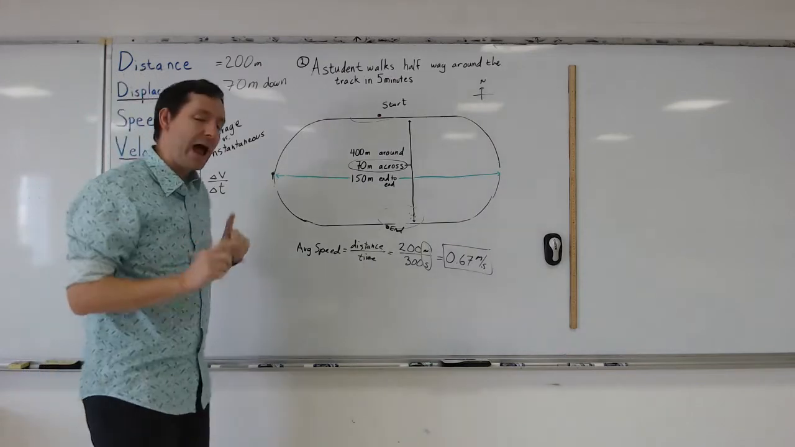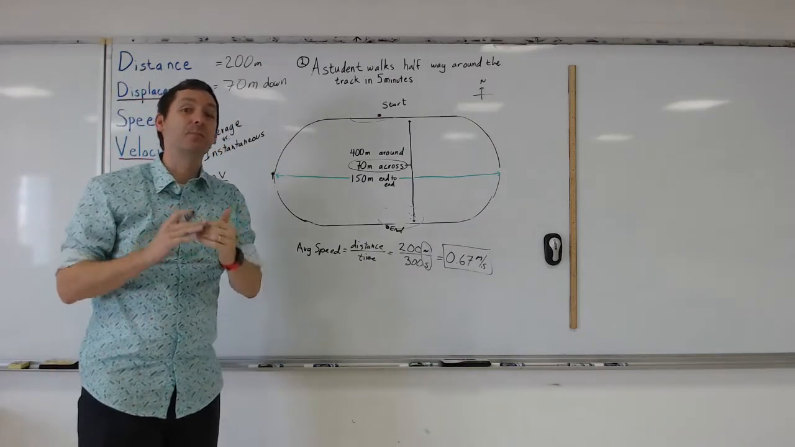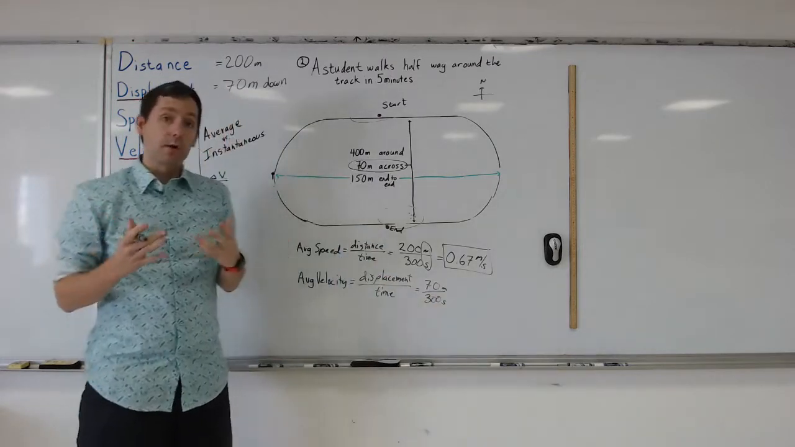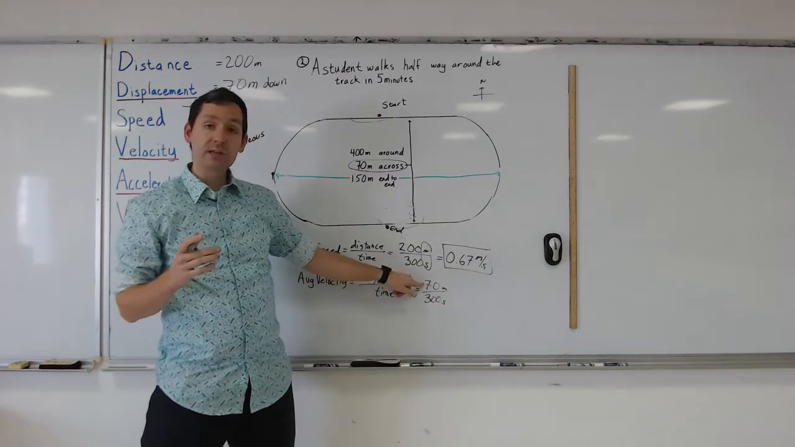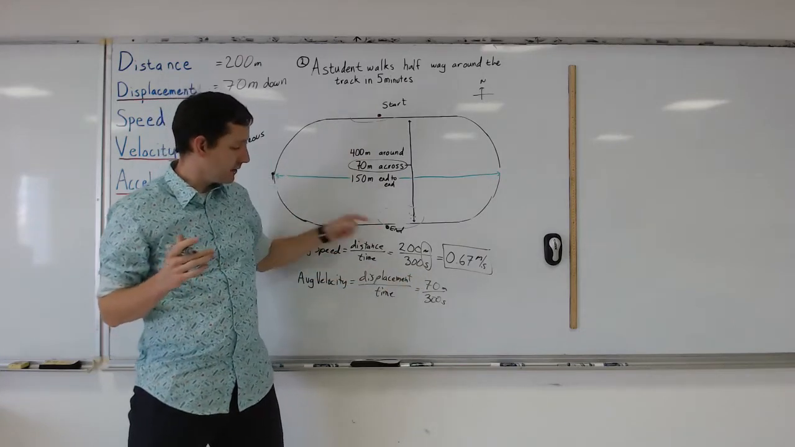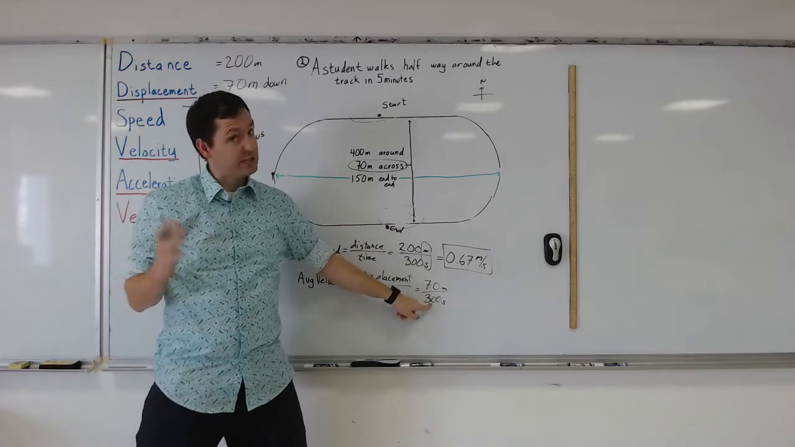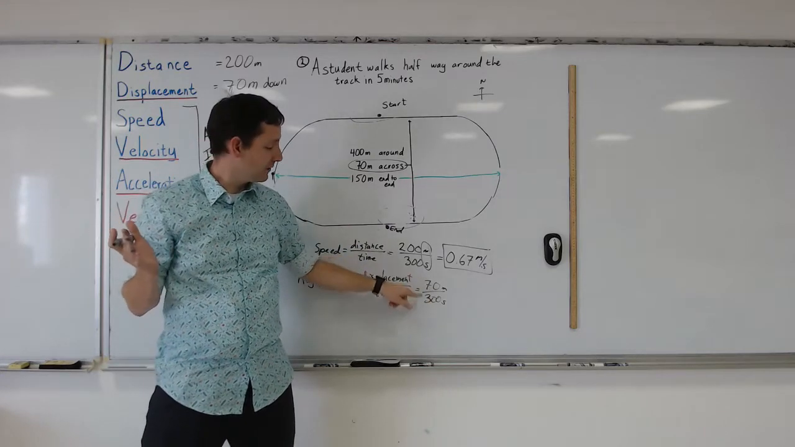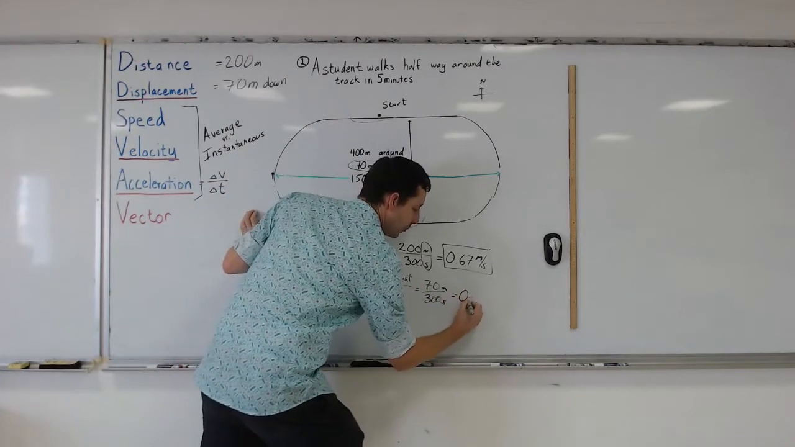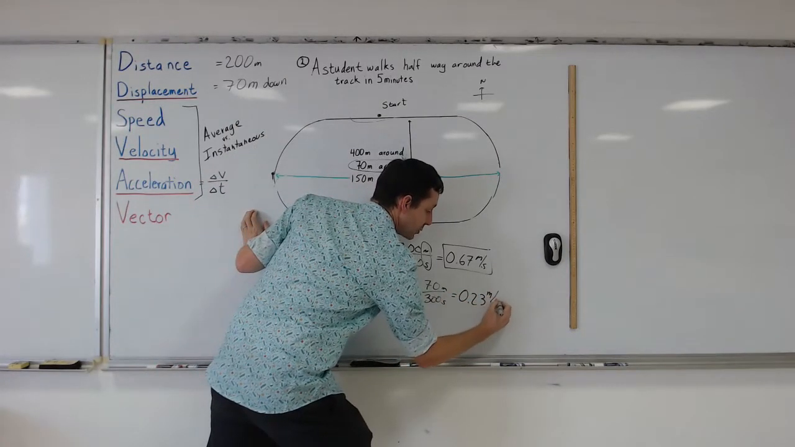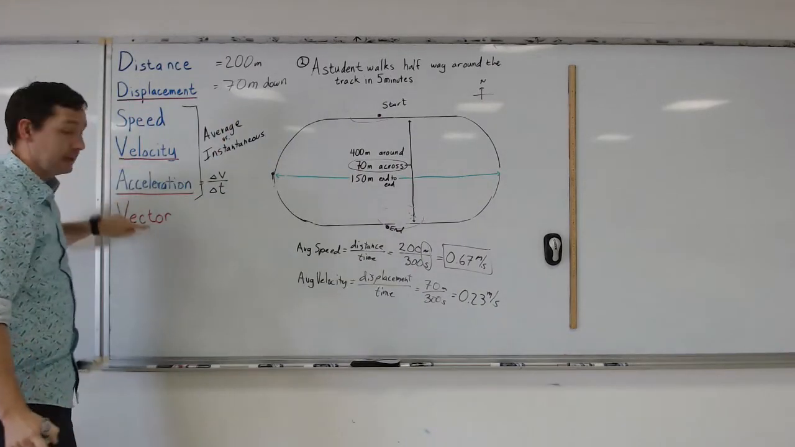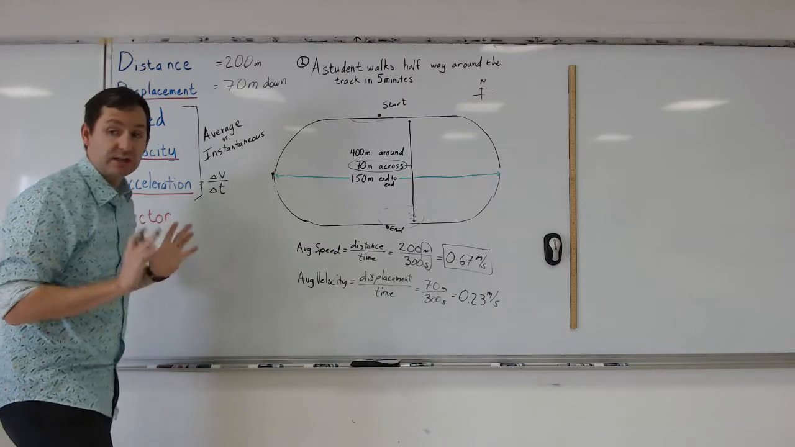Now, let's look at velocity. Remember, average velocity is displacement over time. So the displacement, the value was 70 meters, right? Because that's how far it was from the start to the end. And the time was still 300 seconds. So 70 over 300, which should give me 0.23 meters per second.